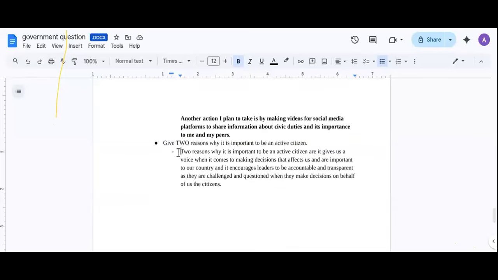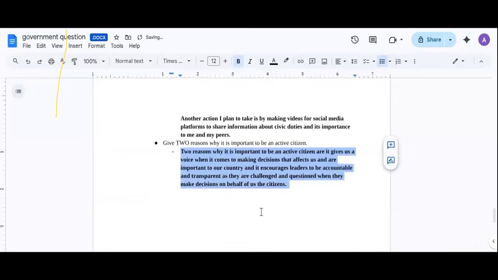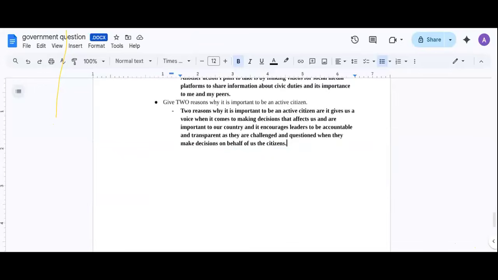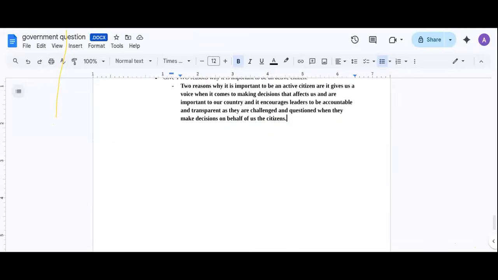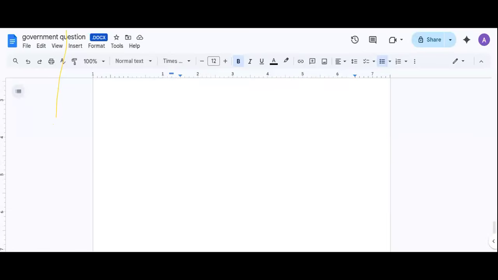Then it says to give two reasons why it is important to be an active citizen. Two reasons why it is important to be an active citizen are it gives us a voice when it comes to making decisions that affect us and are important to our country, and it encourages leaders to be accountable and transparent as they are challenged and questioned when they make decisions on behalf of us, the citizens.